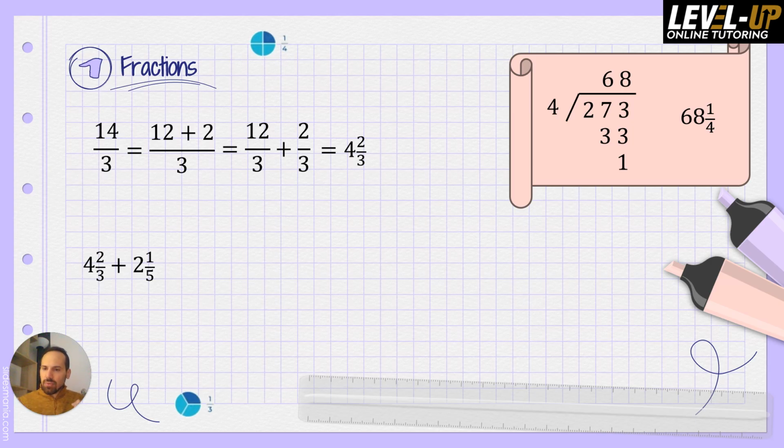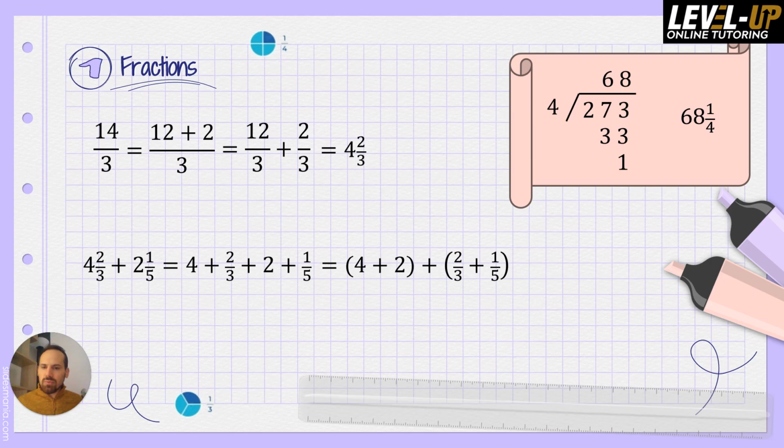So let's take an example of how we do arithmetic with mixed numbers. Say you've got something like this, where you do 4 and 2/3 plus 2 and 1/5. How do we do that? Well, remember, 4 and 2/3 is basically just 4 plus an additional 2/3, and 2 and a fifth is 2 plus an extra fifth.